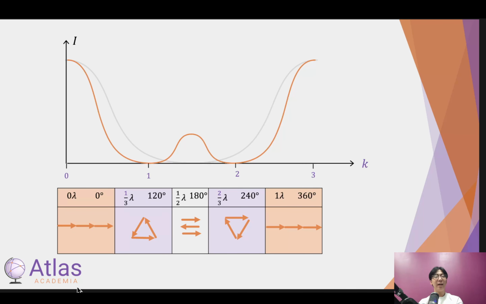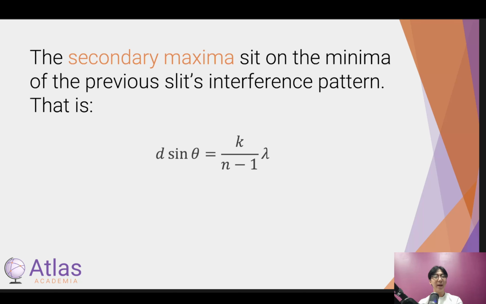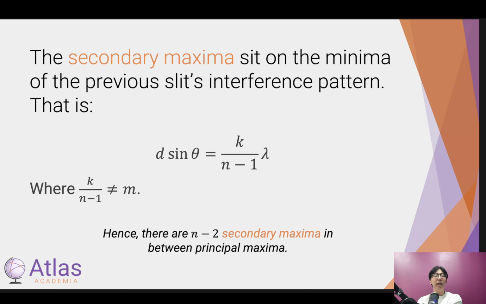And so if we're saying that there are n-1 minima between principal maxima in every interference pattern, then what we should expect is that, well, there are n-1 minima, so there should be one less secondary maxima from that. That is to say that we expect n-2 secondary maxima in between principal maxima.